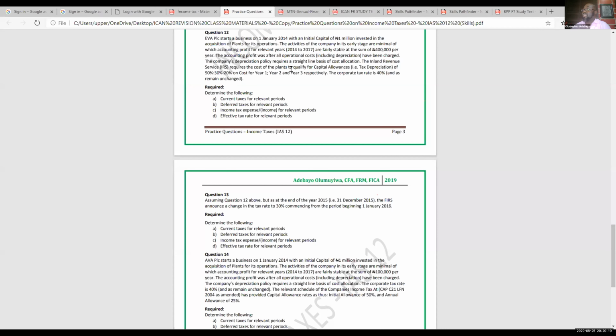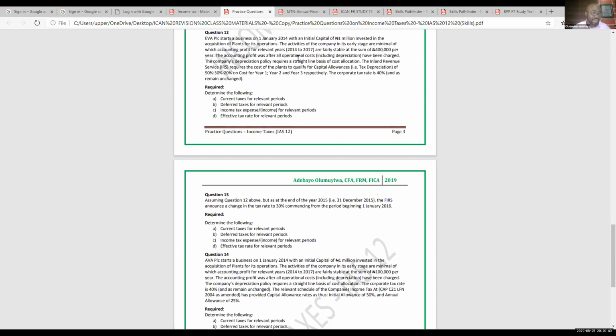Required, we are to determine the following: current taxes for the relevant periods, deferred taxes for the relevant periods, income tax expense or credit for the relevant period, and effective tax rate for the relevant period. Now, in doing this, we need to first of all try to understand what the question demands.